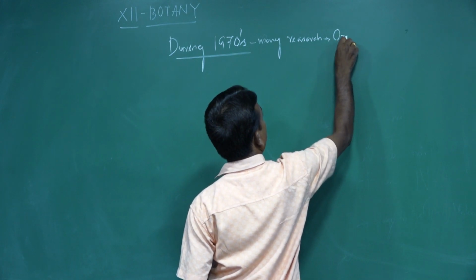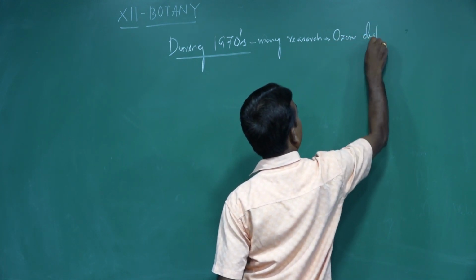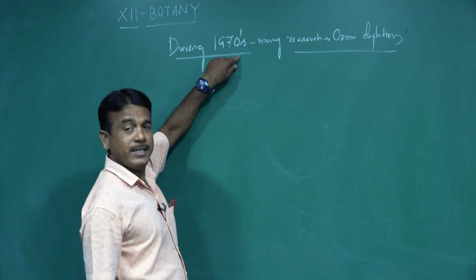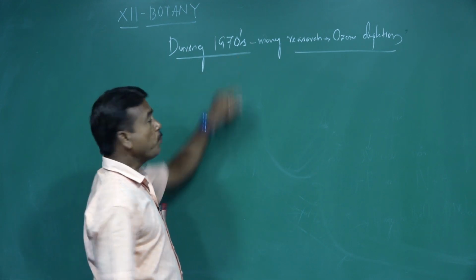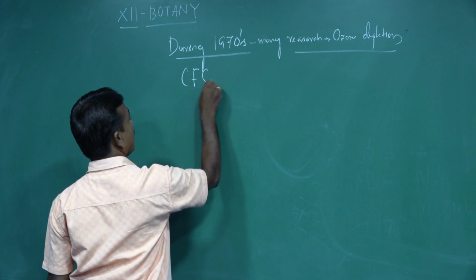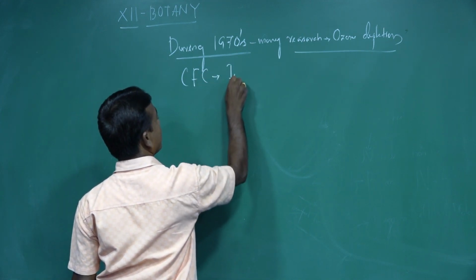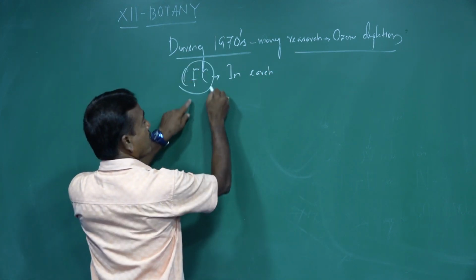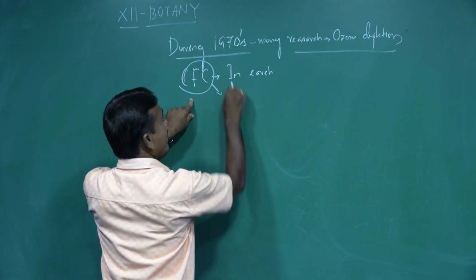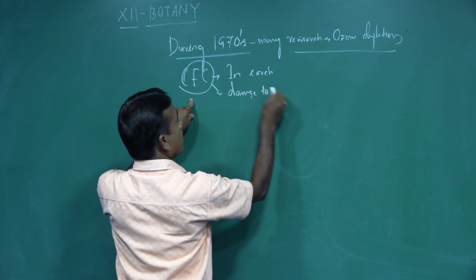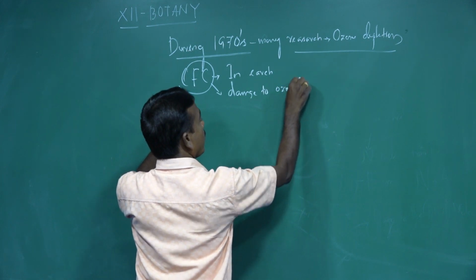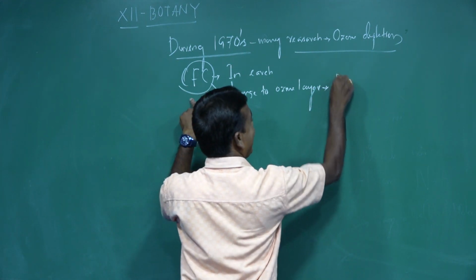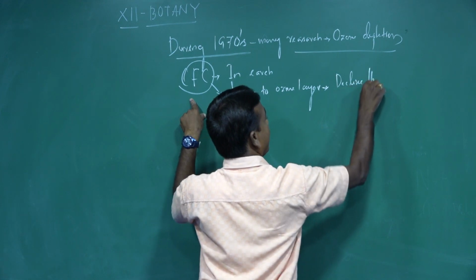About ozone depletion. The research indicates that due to the presence of CFC in Earth, the chlorofluorocarbon highly damages the ozone layer, resulting in the decline of the layer of ozone.